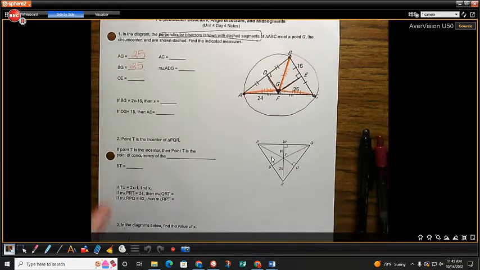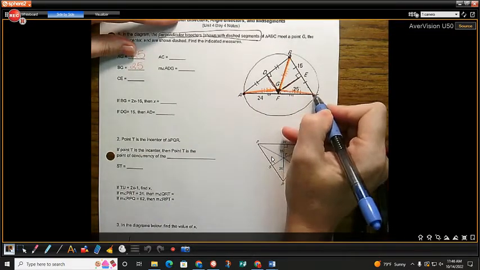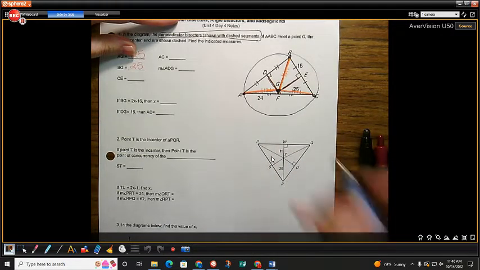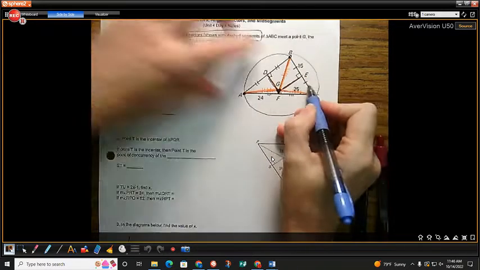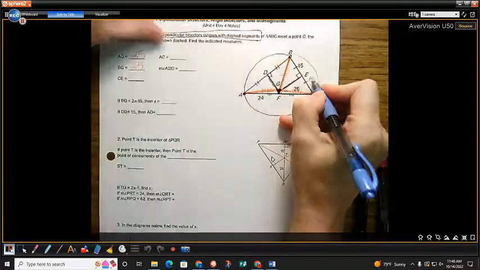So you have to really know how all these relationships work. What about CE? 15. But it didn't say 15. How did you know it was 15? Well, because the midpoint makes 2 congruent segments. This part's congruent to this part, so it had to be 15.